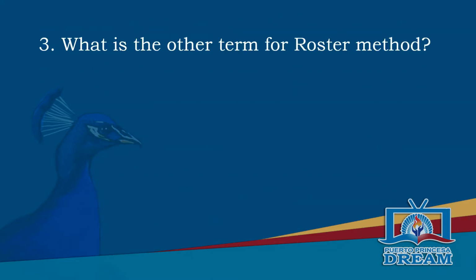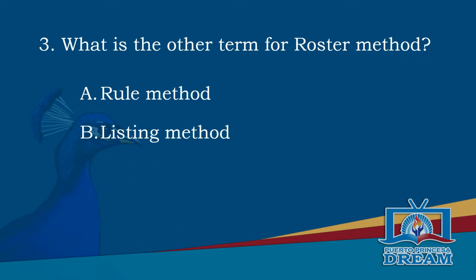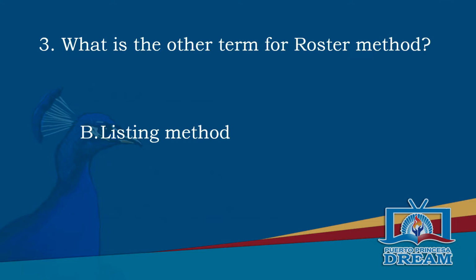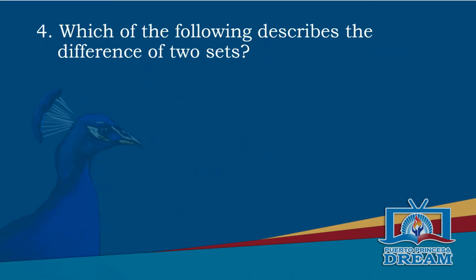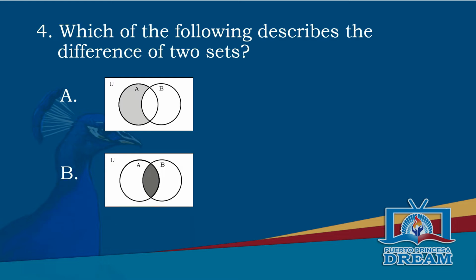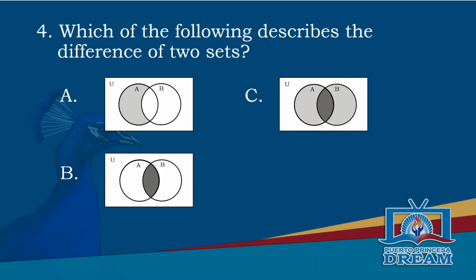Number 3. What is the other term for roster method? A. Rule method. B. Listing method. C. Universal method. Or D. Set builder notation. Number 4. Which of the following describes the difference of two sets? A, B, C, or D?